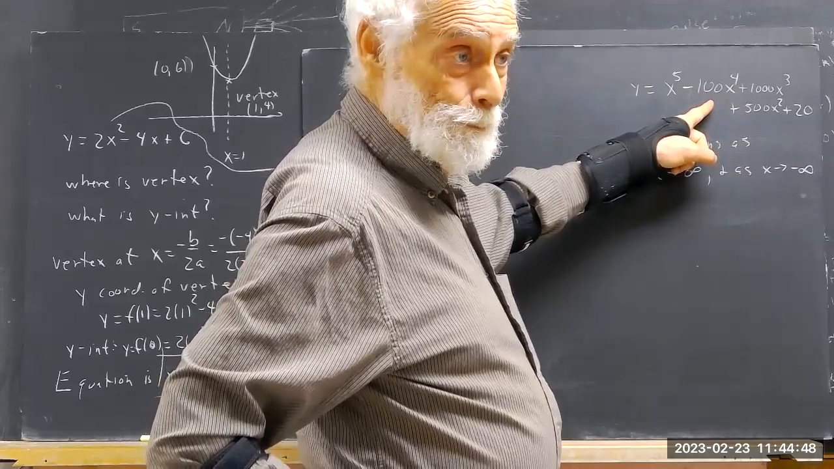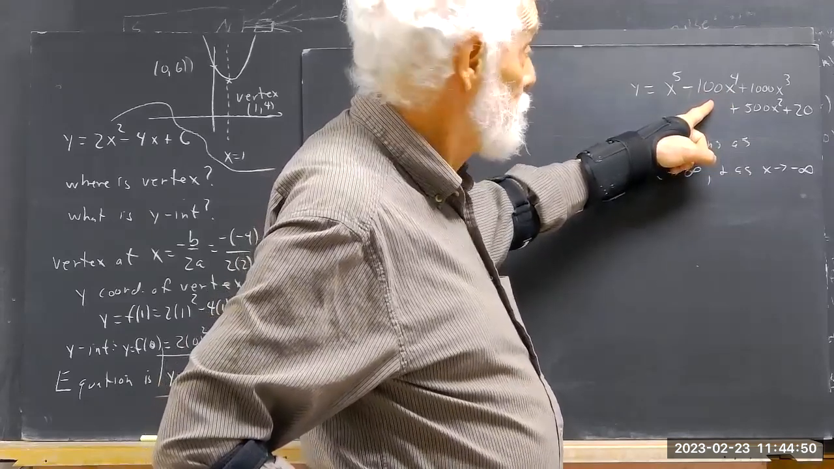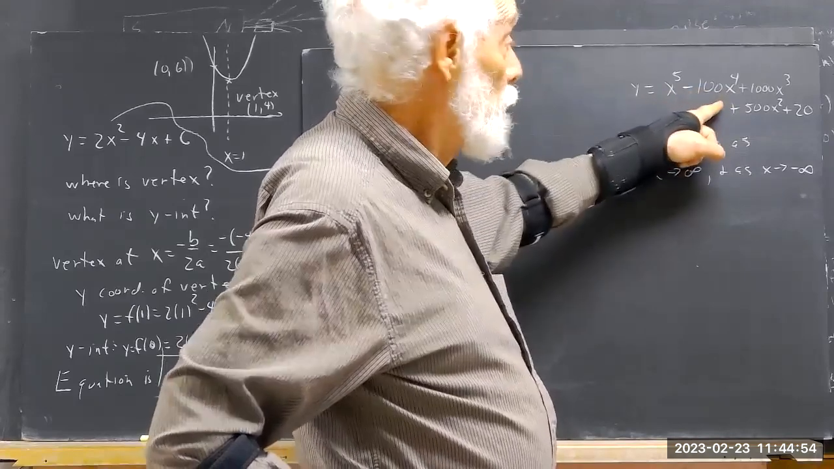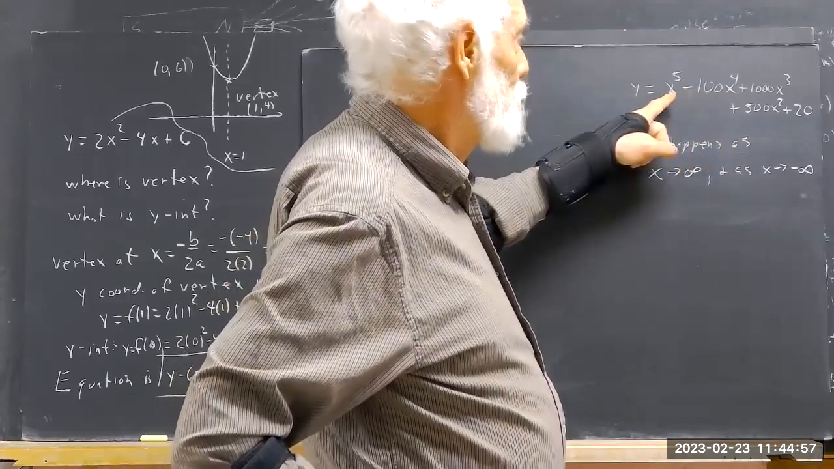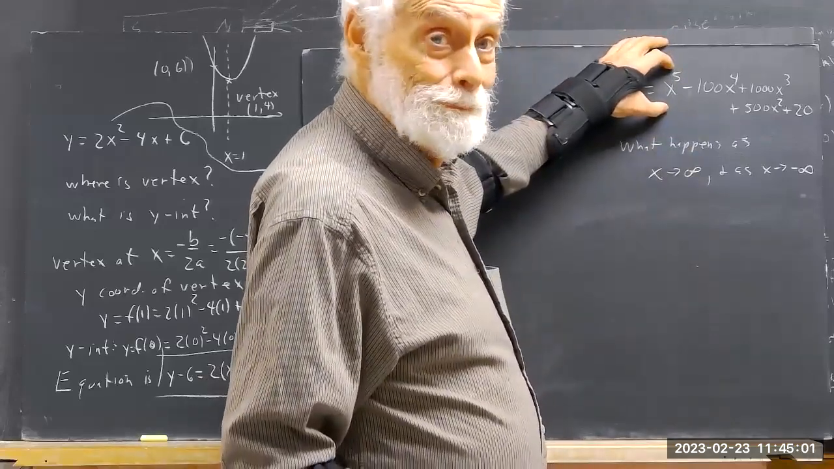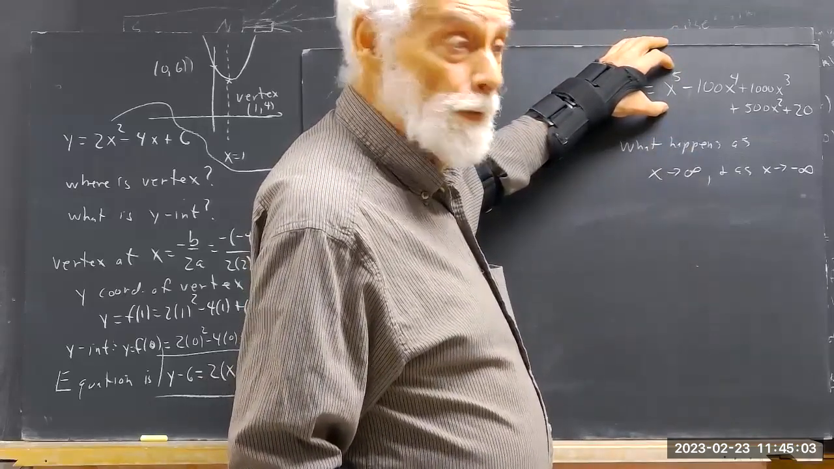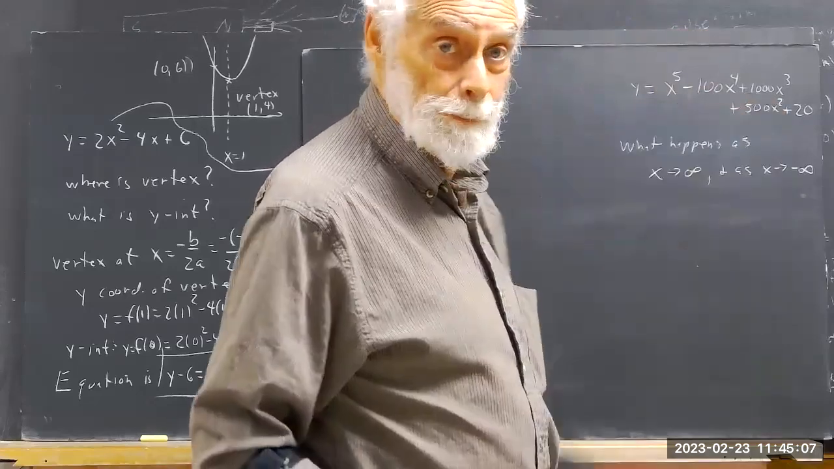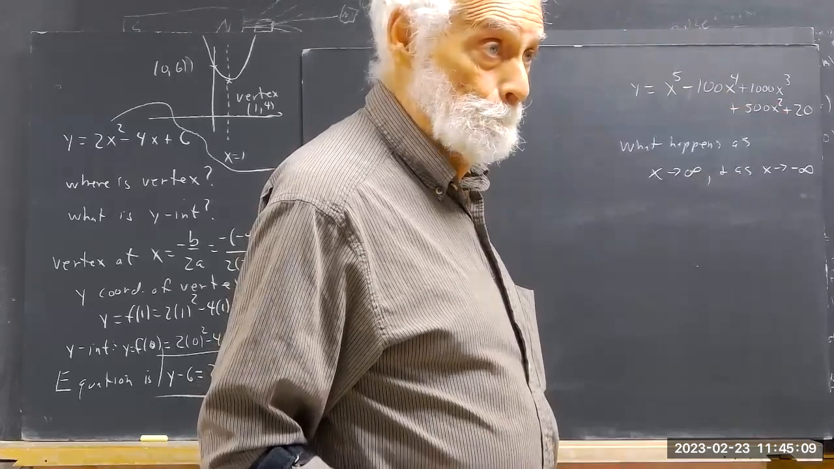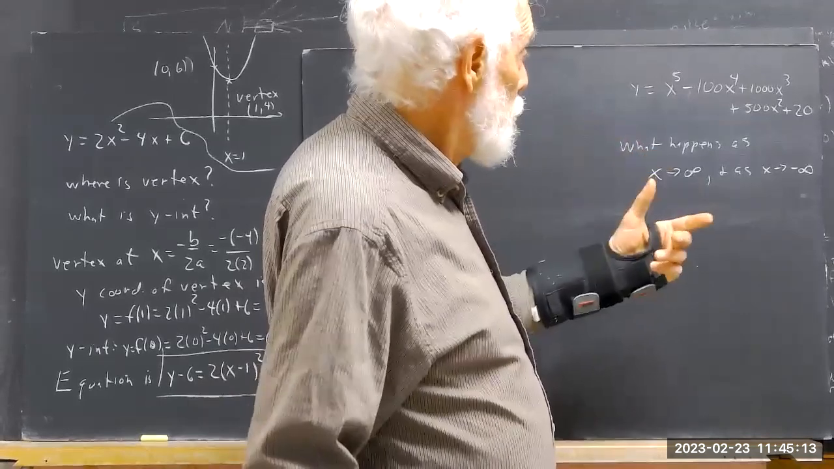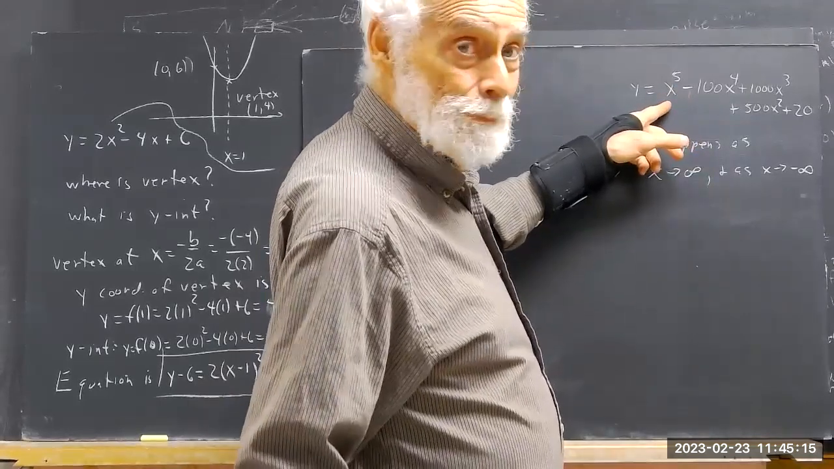Okay. If x is any bigger than 100, this number is going to win. The positive is always going to win. And what happens is the highest power always wins. You let the numbers get big enough, the highest power always beats any other power, no matter how big the number is. Okay. So if x is bigger than 100, this one wins.